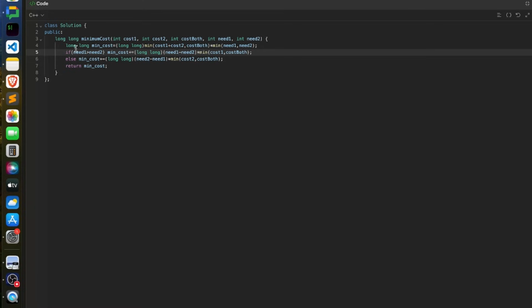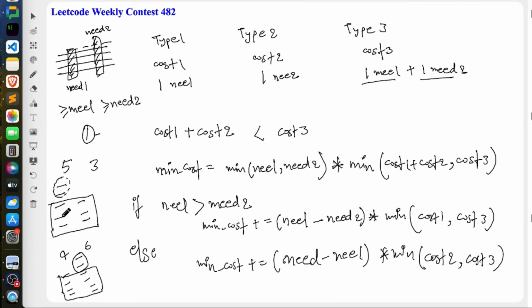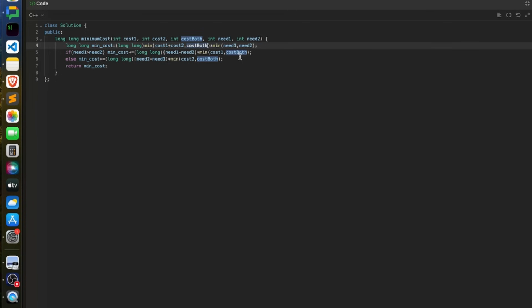Now need 1 and need 2, right? First find out for the common values which one is optimal, either cost 1 plus cost 2 or cost both. So just take the minimum of these two, into the minimum of need 1 and need 2. Because if you see here, in this test case you had need 1 as 5 and need 2 as 3. The common values here, 4 are common, and 3 here is common. For these there are two possibilities, either you fill with type 1 and type 2 separately, or you take type 3. That's exactly what I have done: the minimum of cost 1 plus cost 2 and cost 3, into the minimum of these two. So this will fulfill the common values.